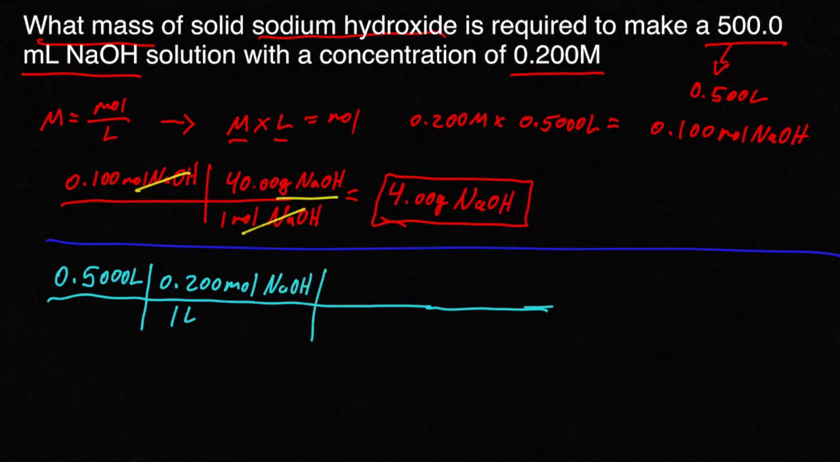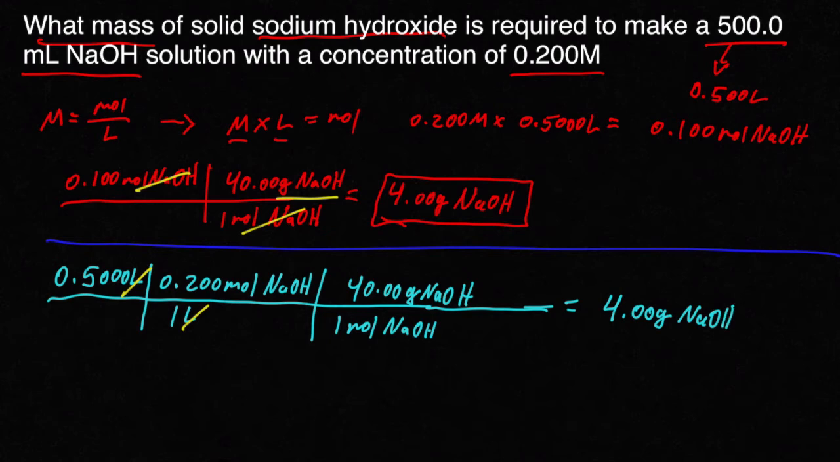Now, if you look here, what you'll notice is that the liters of solution cancel. And right now I'm left with moles of sodium hydroxide. If I have moles of sodium hydroxide, I can just use the molar mass to convert. 1 mole of sodium hydroxide equals 40.00 grams of my solute, sodium hydroxide. If I do this, 0.5 times 0.2 times 40, I get, again, 4.00 grams sodium hydroxide. I find the second method a little bit neater, but either one gets you the correct answer.